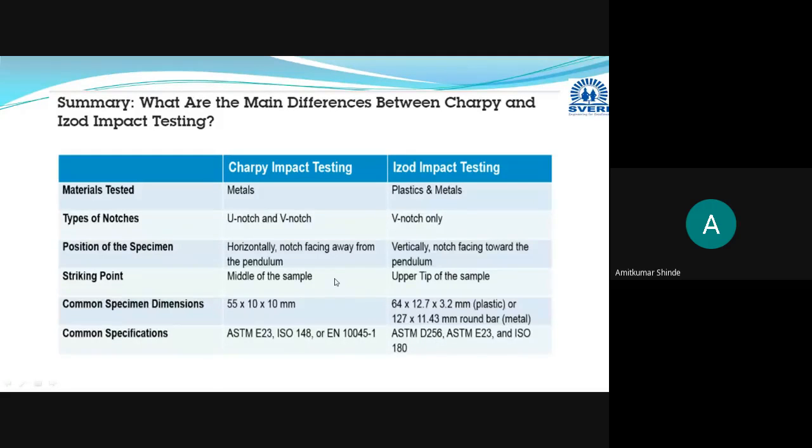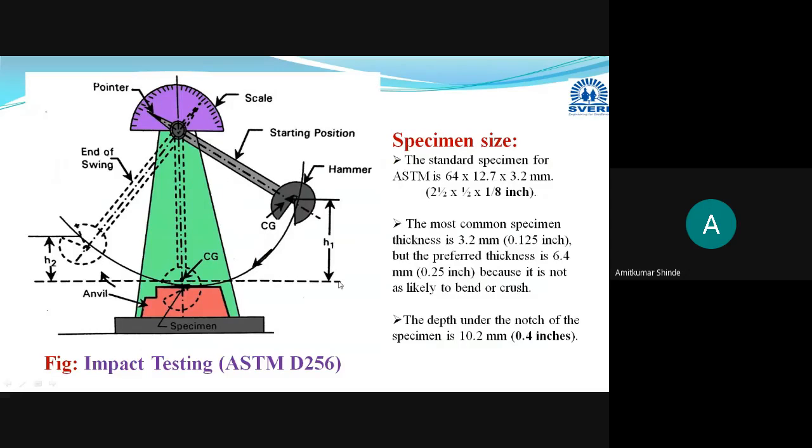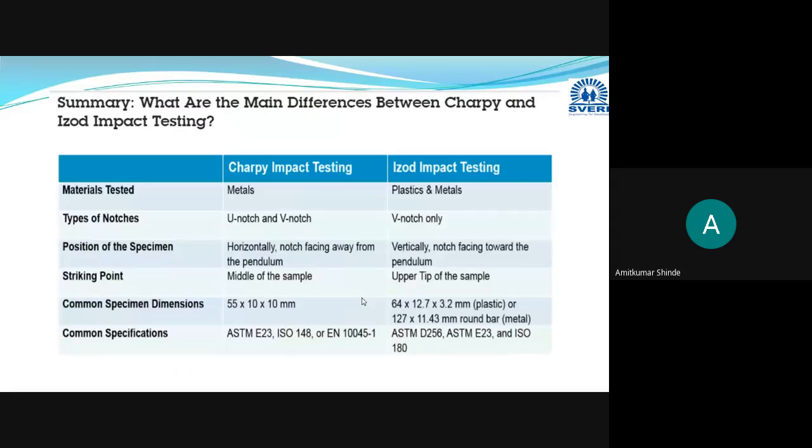This is the impact testing. Okay, impact testing is used for plastic material. Here we are directly measuring the resistance provided by that plastic material to the sudden impact that we are going to measure in this case. This is the impact testing.